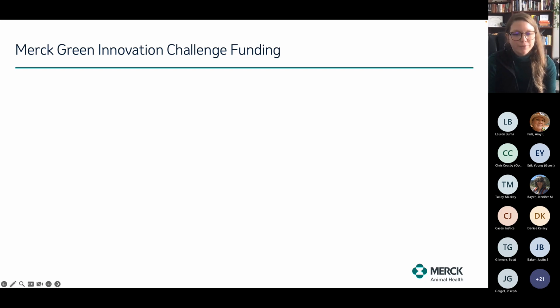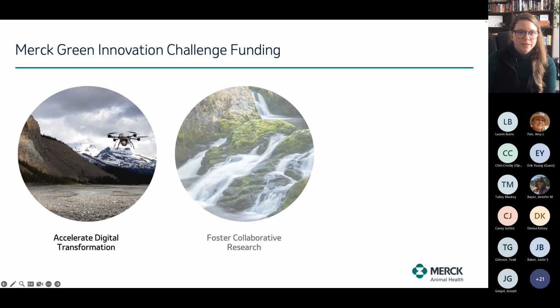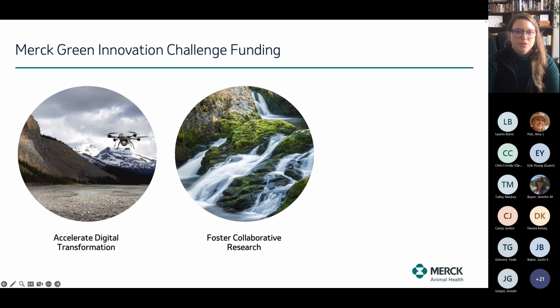And we were very fortunate to present this project really centering around the acceleration of a digital transformation in the way that these resources are monitored and managed. Again, focusing primarily on drone imagery here. And then again, also really shooting to foster collaborative research throughout the region.